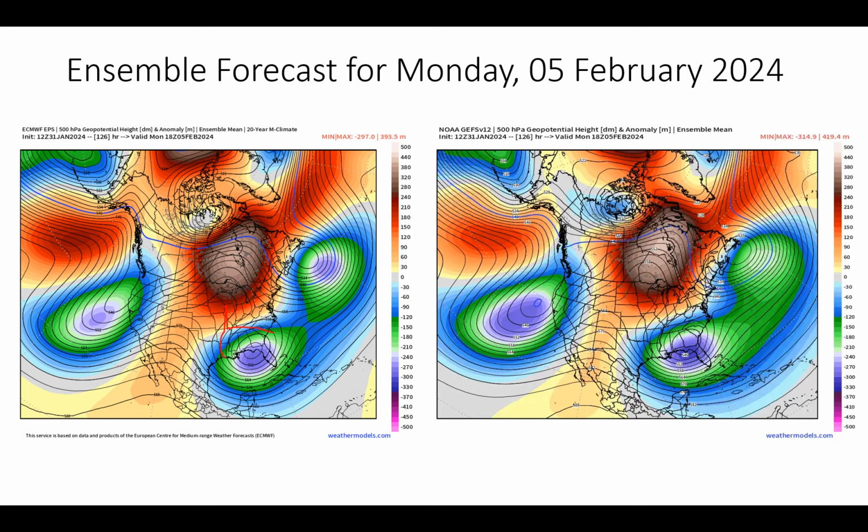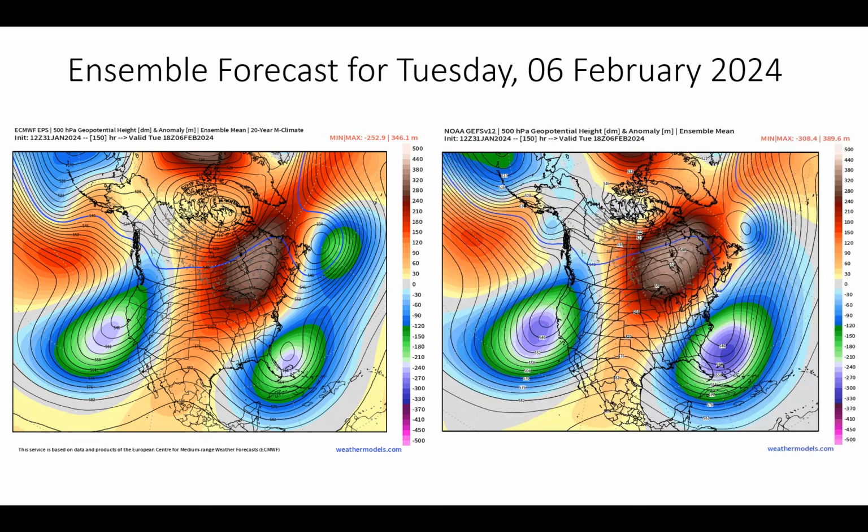The 500 millibar height anomaly forecast now for Monday, 5 February 2024. We have a closed low now across the Florida Panhandle. We also have a ridge axis over the top of that area of lower heights across central Canada. We also have this trough, which is approaching the California area by Monday, the 5th of February.